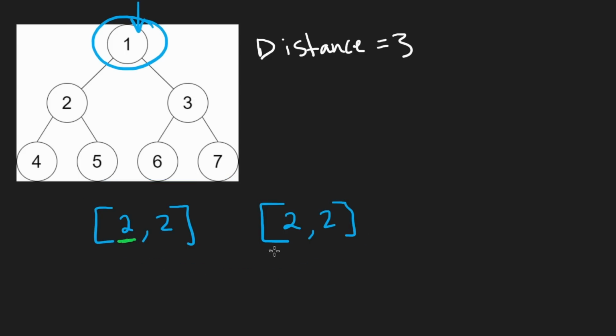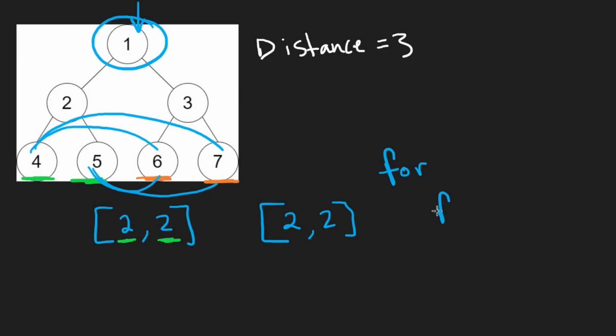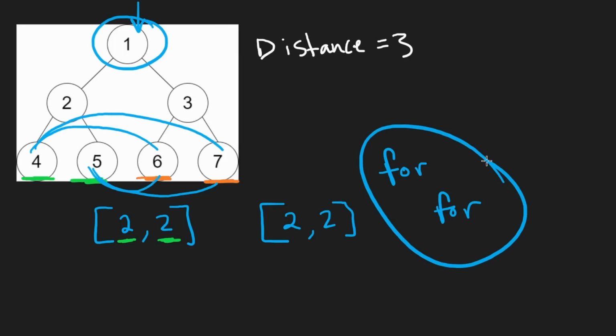Just to make it really, really clear, let's say we have 2 on this side and 2 on this side. We just want every pair of them. This is one pair, this is another pair. This is one pair, and this is another pair. There are 4 pairs. How do you get pairs with 2 lists? Well, it's called nested for loops. Isn't that right? So that's a very easy problem to solve.